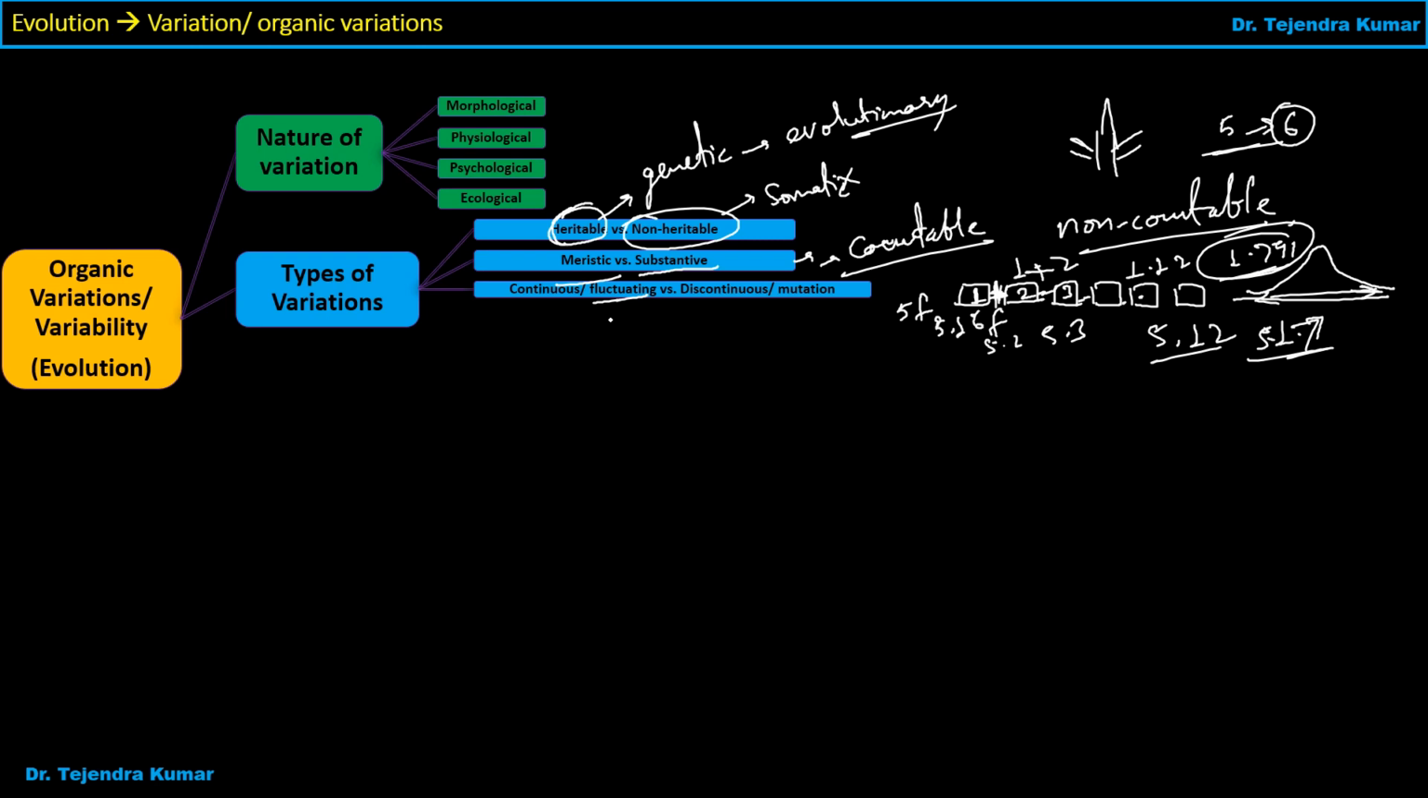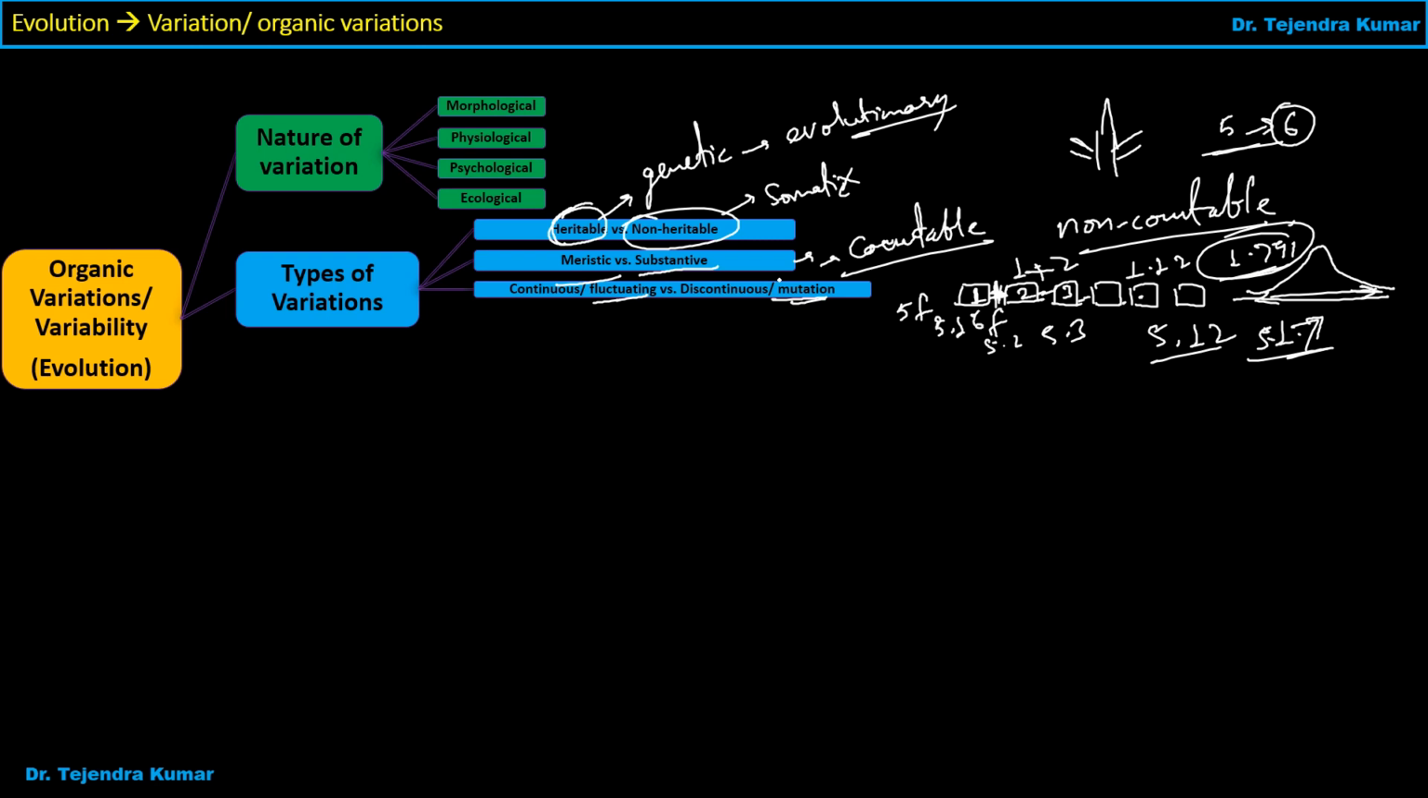Next, discontinuous variations. Discontinuous variations are also sometimes correlated with mutations. Why? Because gaps can be seen in between them, and mutations show sudden changes. So that's why there are some differences that can be seen.